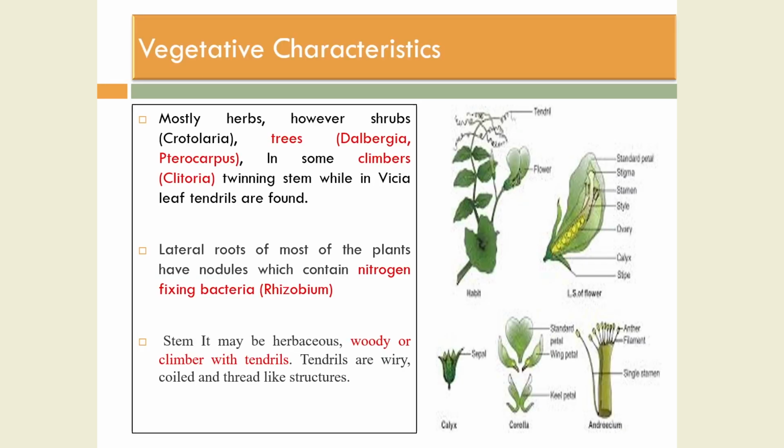If you see the vegetative characters of the Papilionaceae, most of the plants are generally herbs. Sometimes they are shrubs, like Crotalaria. Some are also trees like Dalbergia and Pterocarpus, and some are climbers like Clitoria. In Vicia the leaves have tendrils, and you can see the presence of a tendril there. Generally these plants have a herbaceous habit, but they may vary from shrubs and trees to twining habits.